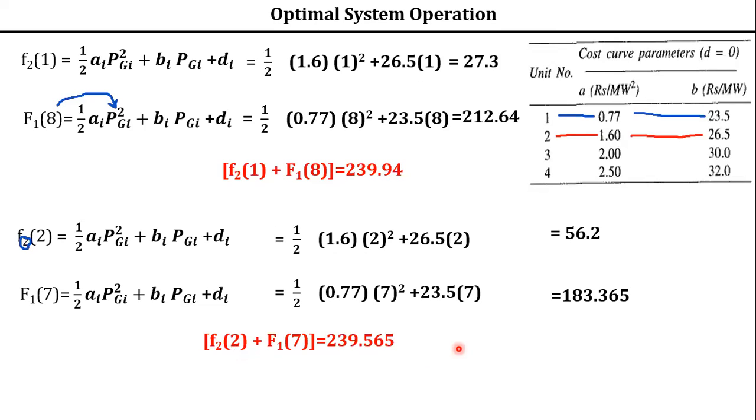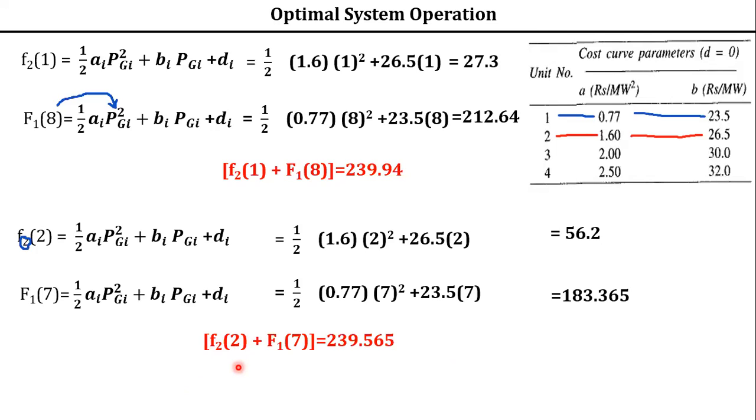F2, the fourth combination value. Fourth combination will be F2 of 3. This is incremented by 1 megawatt. We have considered the increment value as 1 megawatt.